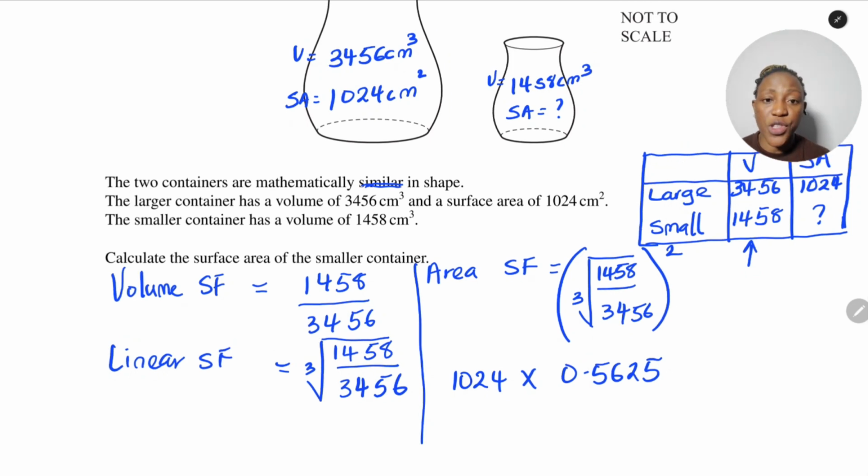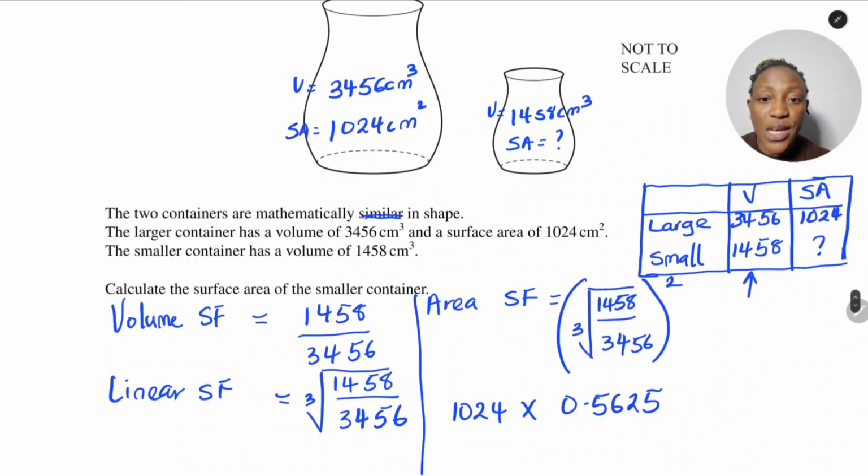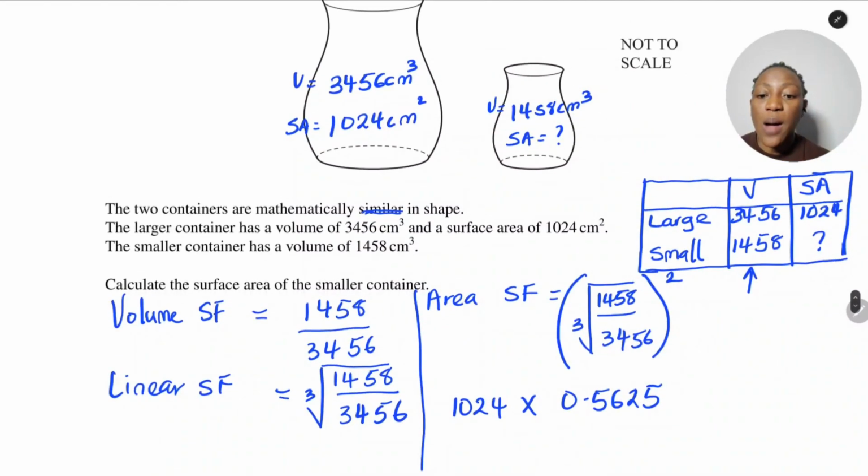All right, so let's go over this one more time. We have two shapes here, two containers. We are given the details as the larger one has a volume of 3,456 and it has a surface area of 1,024, while the smaller one has a volume of 1,458, and we're looking for its surface area. To find its surface area, we need to know what our area scale factor is. Why are we employing that? We've been told that these two shapes are similar. So all we need to do is to find the linear scale factor and then the area scale factor.